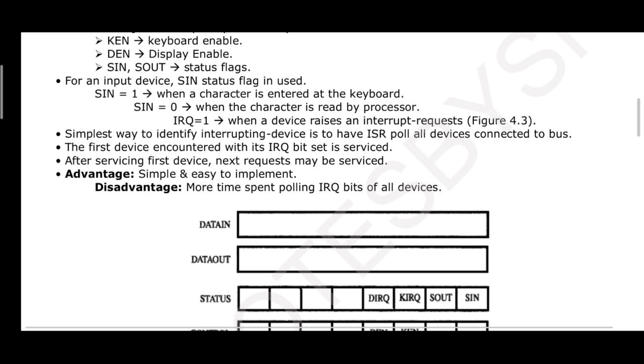So IRQ is 1 when a device raises an interrupt request. It can be KIRQ or DIRQ. If KIRQ is 1, which indicates that keyboard has raised the interrupt request. If DIRQ is 1, which indicates display has raised the interrupt request.